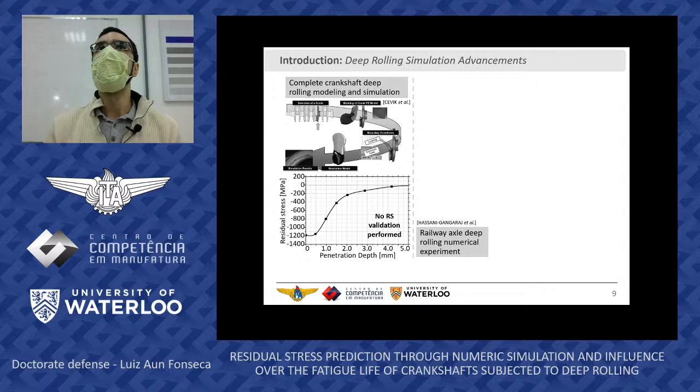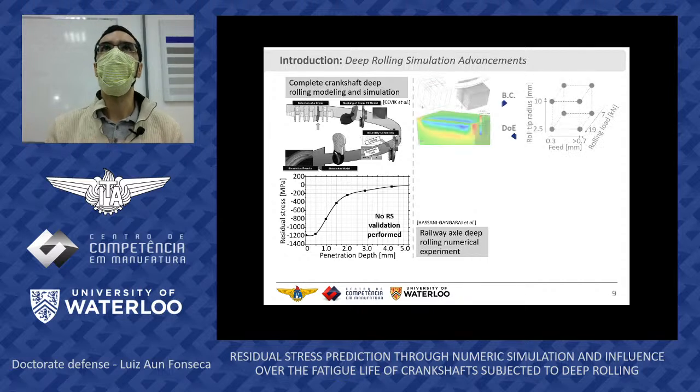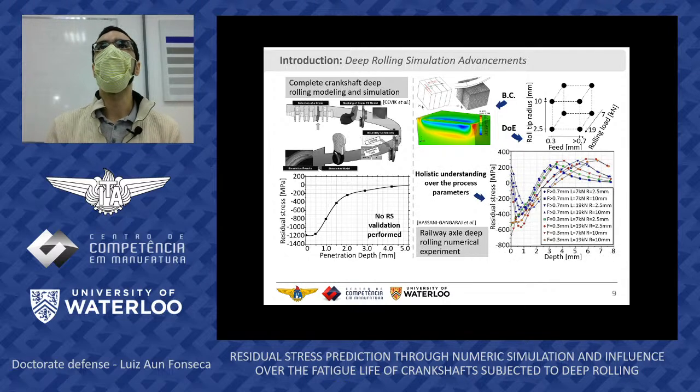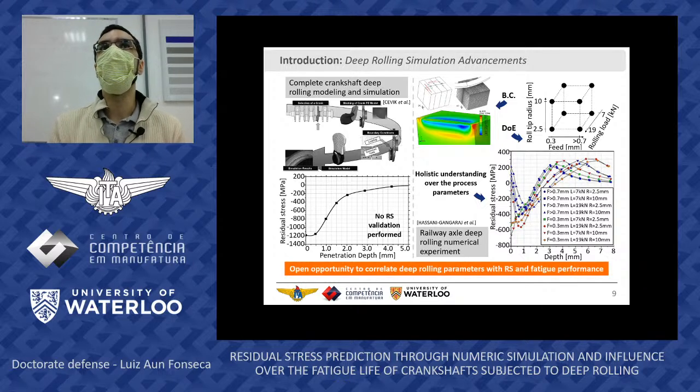But I have another study here on deep rolling, but not specifically on crankshafts, as Hassani Gangaraj has studied the deep rolling made on railway axles through a numerical experiment that actually have inspired some part of this thesis. The authors have changed some of the key deep rolling parameters and got a holistic understanding on how these process parameters changed the residual stress generation for this specific component. So I guess this opens an opportunity for us to correlate the deep rolling parameters with residual stress and fatigue performance for crankshafts.